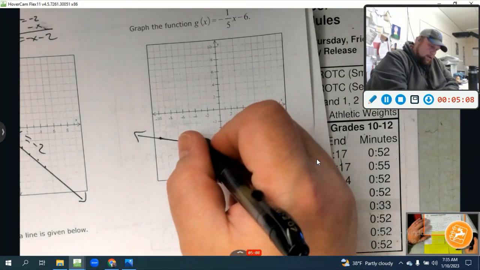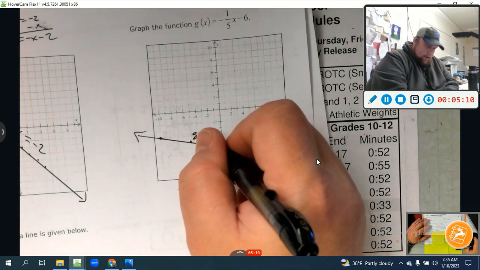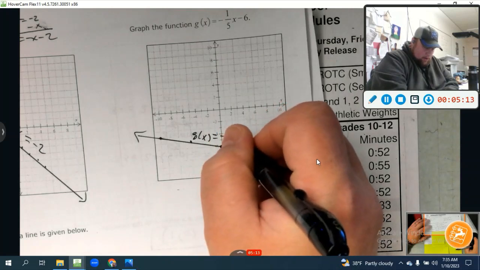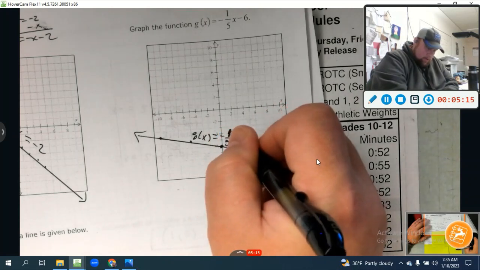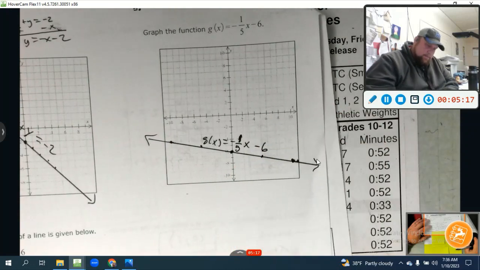This is your line. G of x equals negative 1/5 x minus 6.